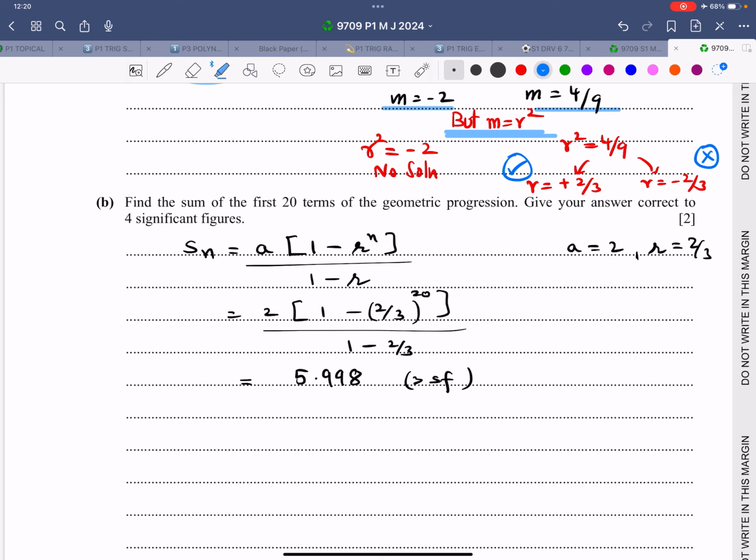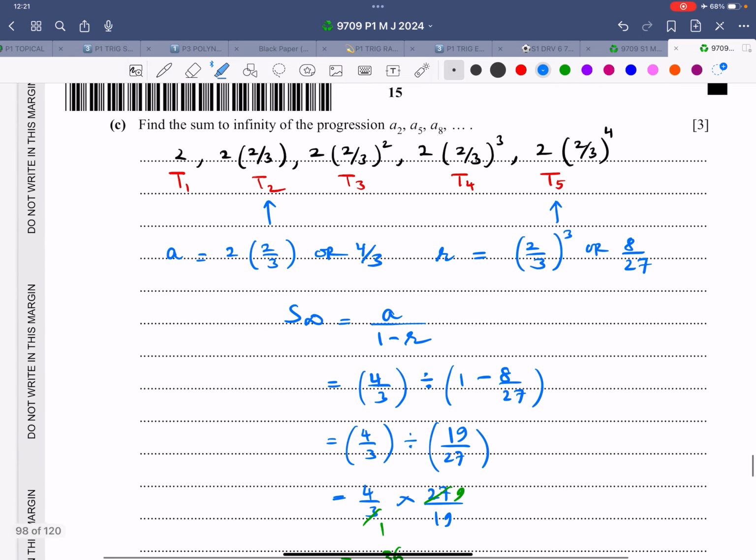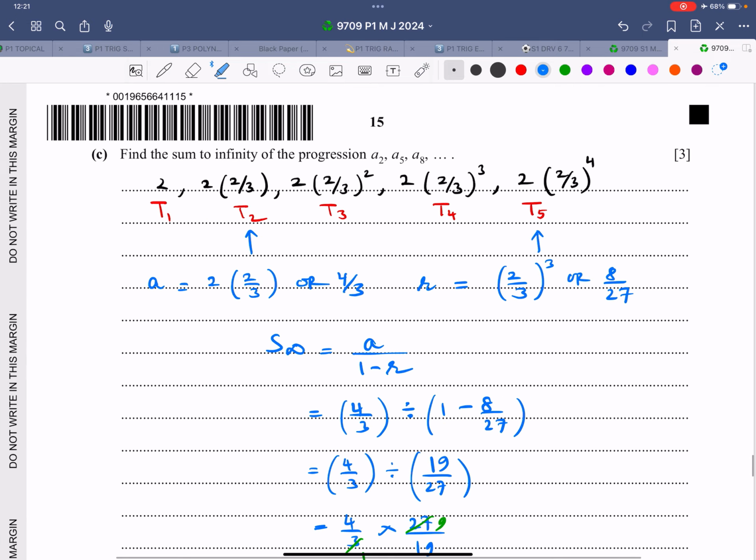Now it says find the sum of the first 20 terms of this geometric progression. Give your answer to 4 significant figures. So this is A is 2, R is 2/3. You plug in the values, you use a calculator, you get this answer. That's pretty basic. Now this one was again a good question.